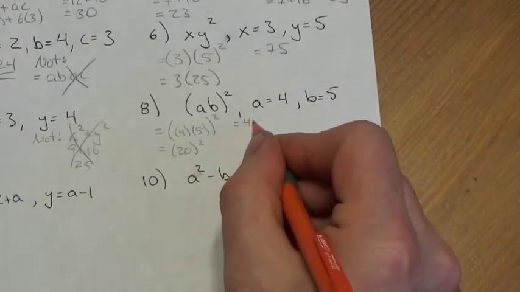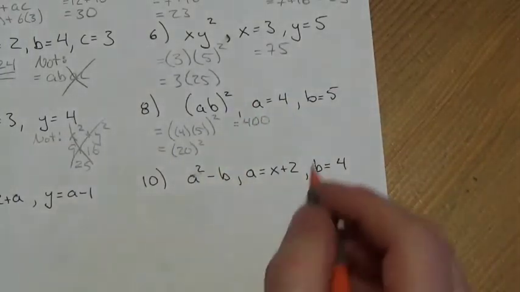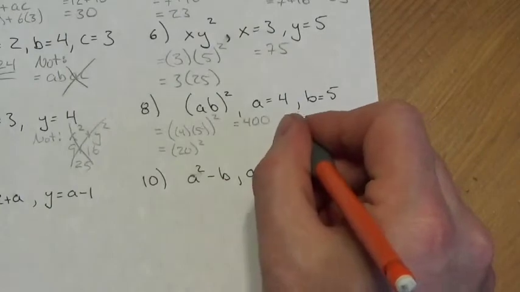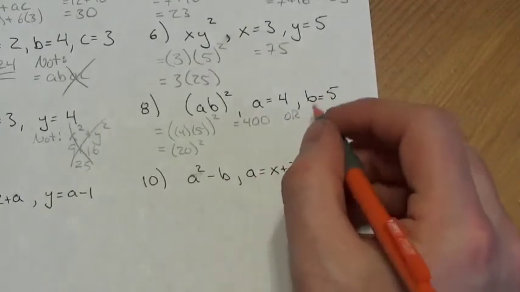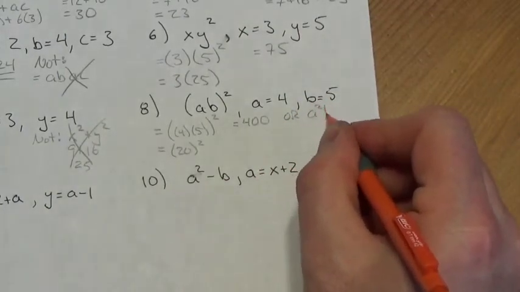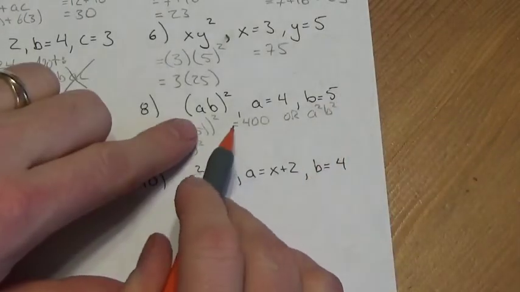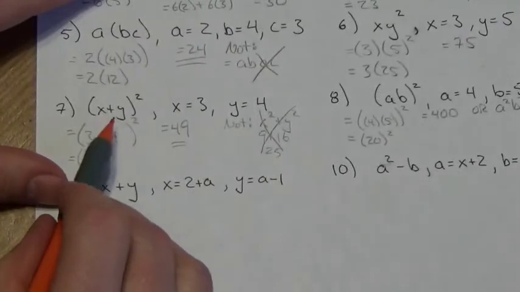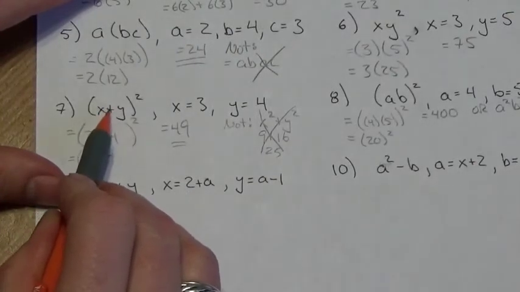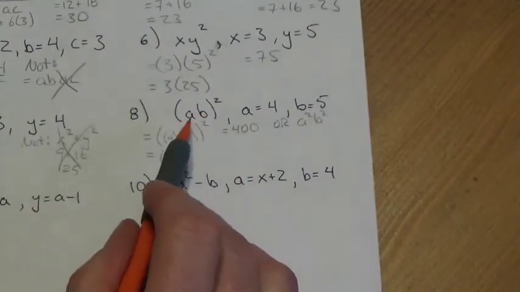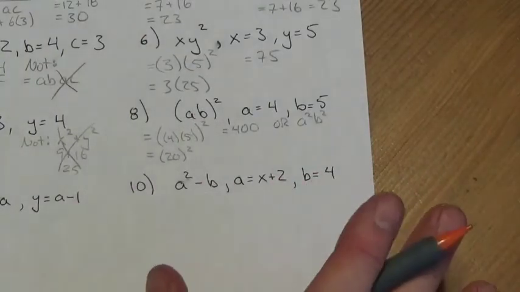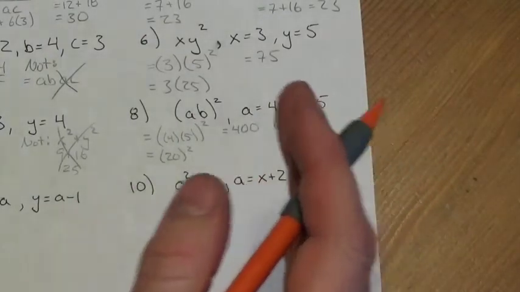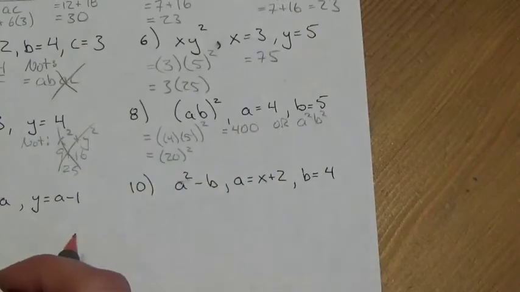Squared is going to get me 400. Now in this case, there's another way you could have done this, or I could have made that a squared times b squared. Now, before you look at me and say, yeah, but you just said I couldn't do that: you can't do it over addition or subtraction, but you can do it over multiplication. That's okay. Exponentiation distributes over multiplication.